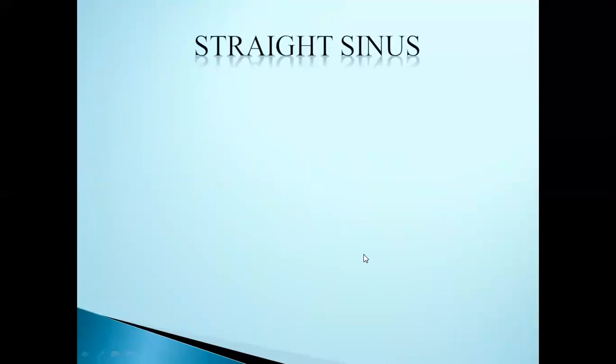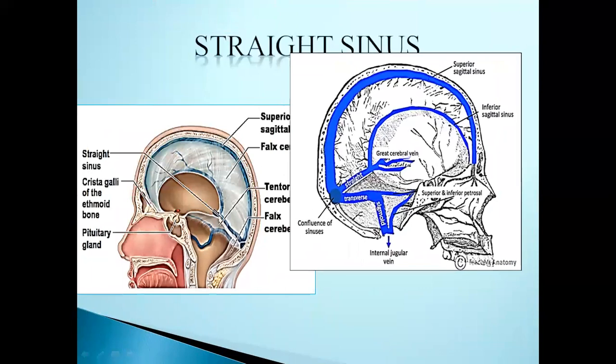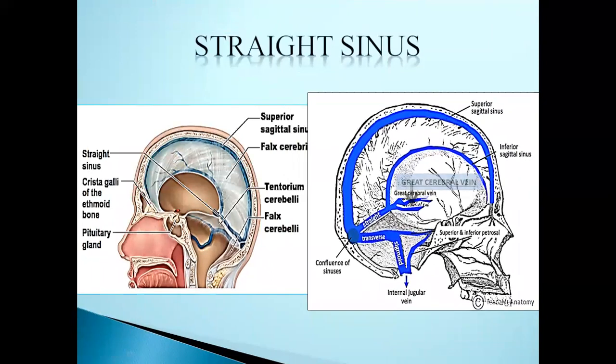Next is the straight sinus. If you see the location of the straight sinus, it is in the tentorium cerebelli, running straight. Here you can see, running straight.